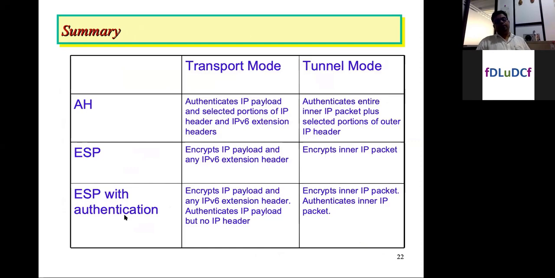So if both headers are applied to the IP packet in transport mode, those headers apply to the data, not to the IP header. If we apply these two headers in tunnel mode, the entire IP packet will be considered for protection.